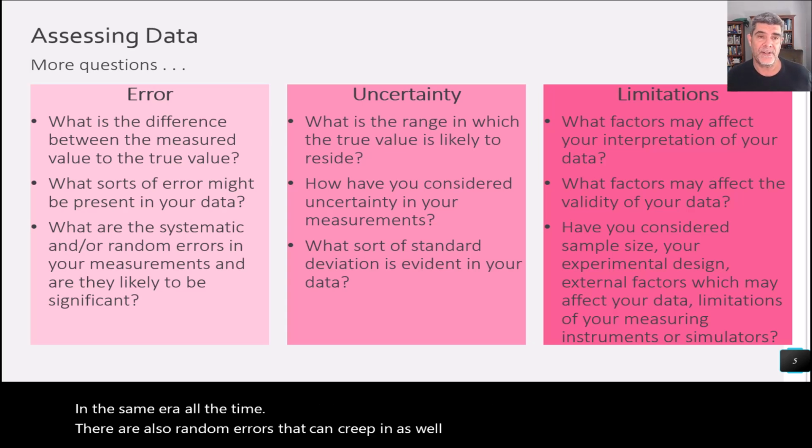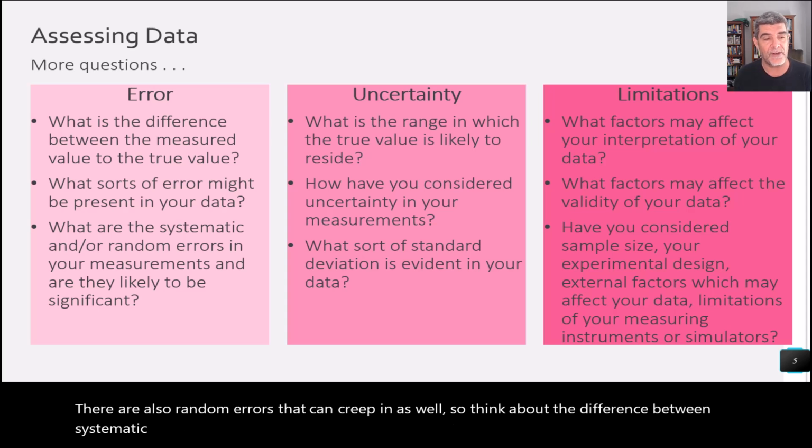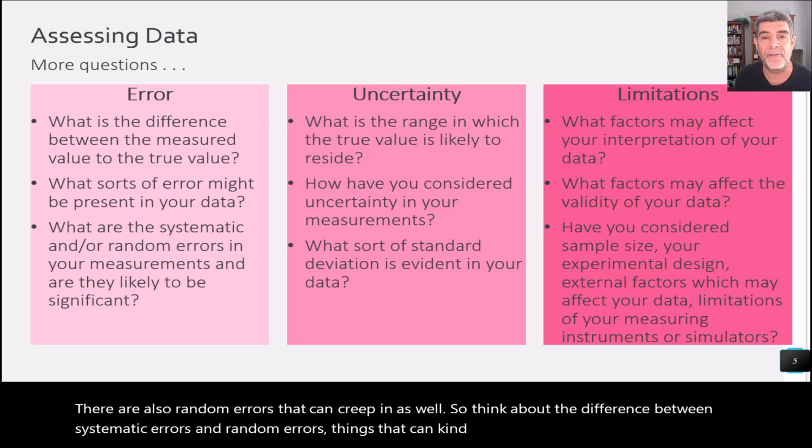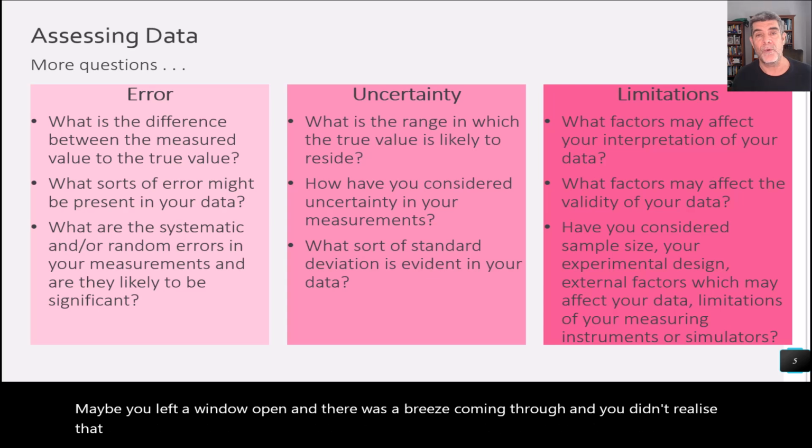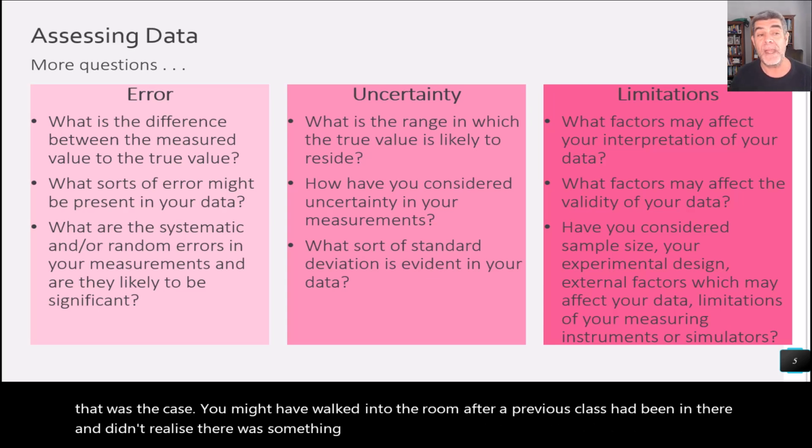So think about the difference between systematic errors and random errors, things that can just crop up from time to time. Maybe you left a window open and there was a breeze coming through and you didn't realize that was the case. You might have walked into the room after a previous class had been in there and didn't realize there was something else that was actually having an effect on your results.